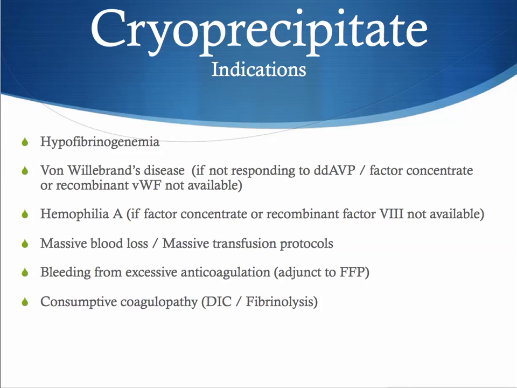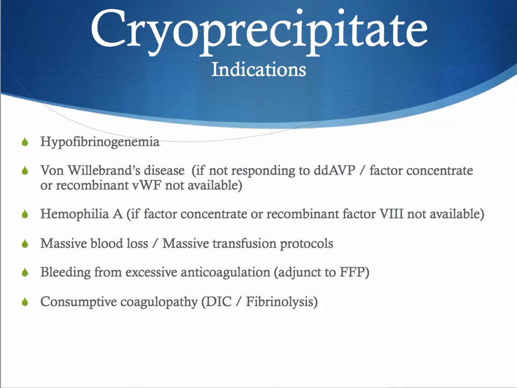So when do we give cryo? Well, when you have a documented low fibrinogen level, less than 100 milligram per deciliter, you have to assume coagulopathy based on the lack of availability of fibrinogen. Since cryoprecipitate is rich in Von Willebrand factor, you can also treat bleeding due to Von Willebrand disease if the patient is not responding to DDAVP or you don't have recombinant Von Willebrand factor available. You can treat hemophilia A with cryoprecipitate, but it's not your path of choice. It's only used if you don't have factor concentrate available and the patient is bleeding.